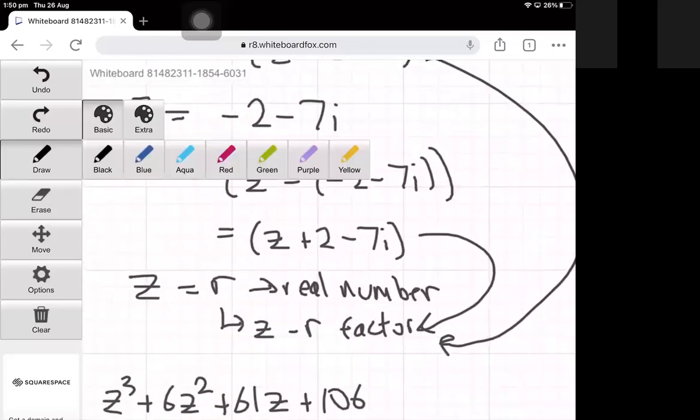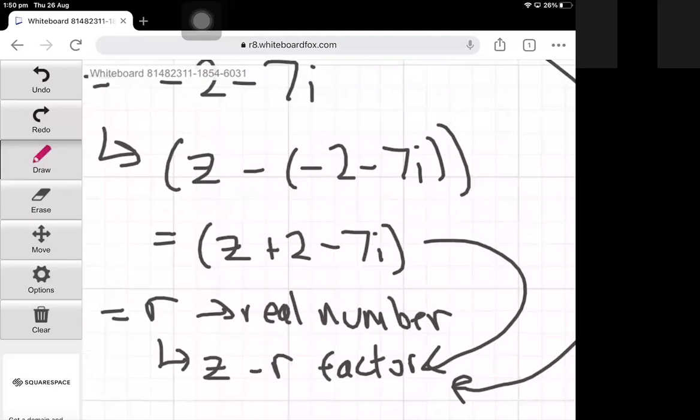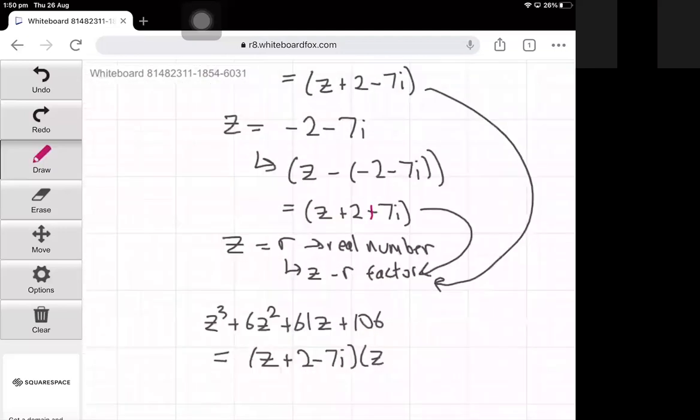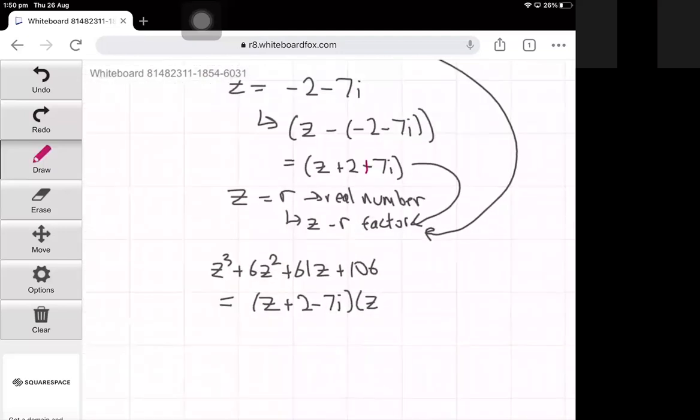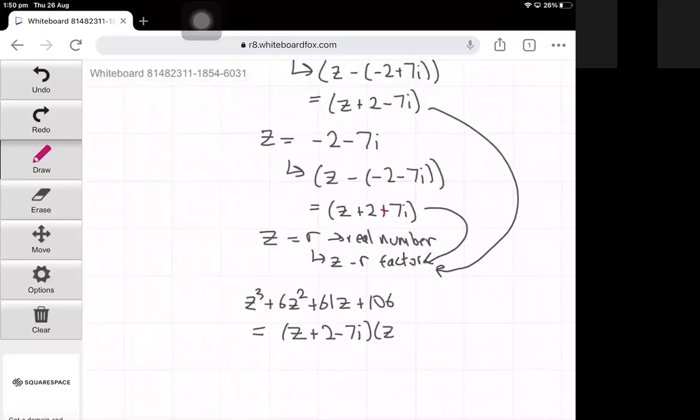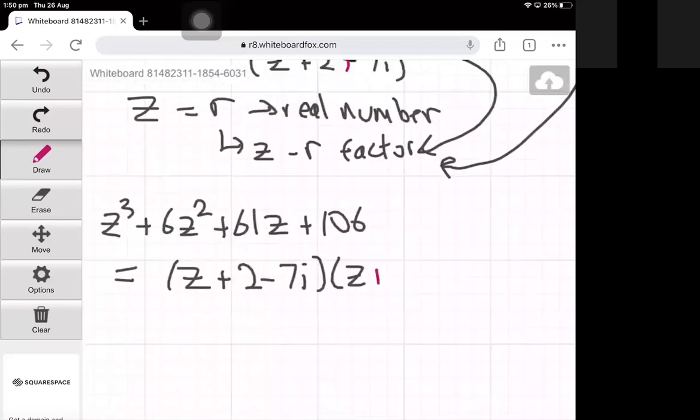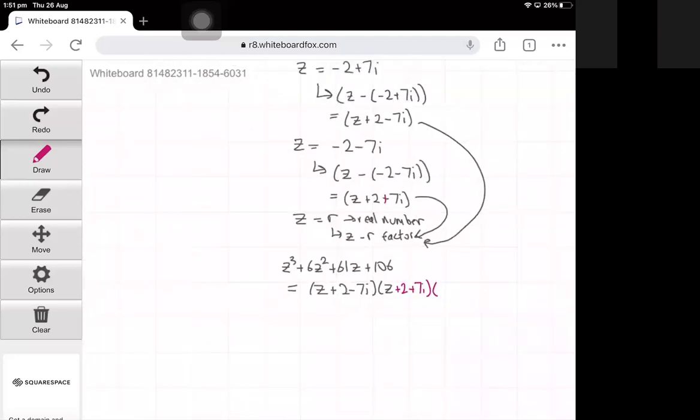Okay, actually I made a minor mistake over here. This should say plus 7i. So z plus 2 plus 7i and times z minus r.